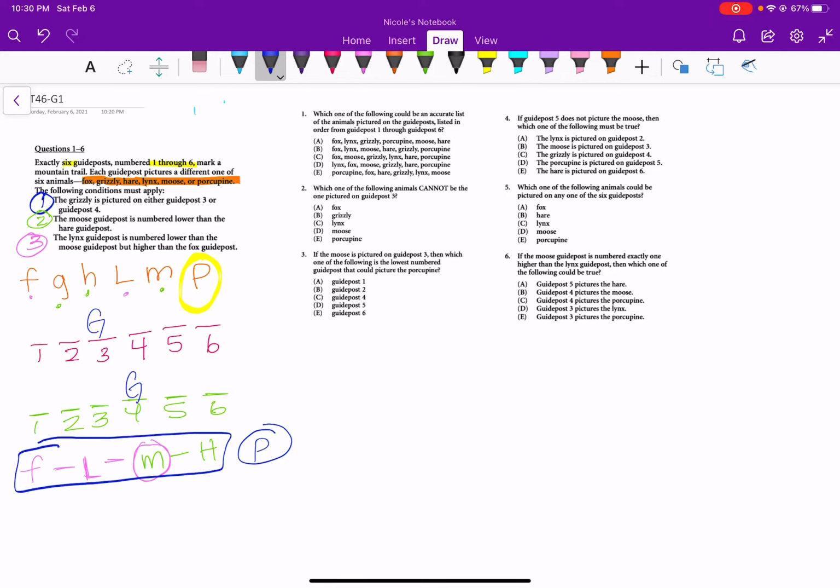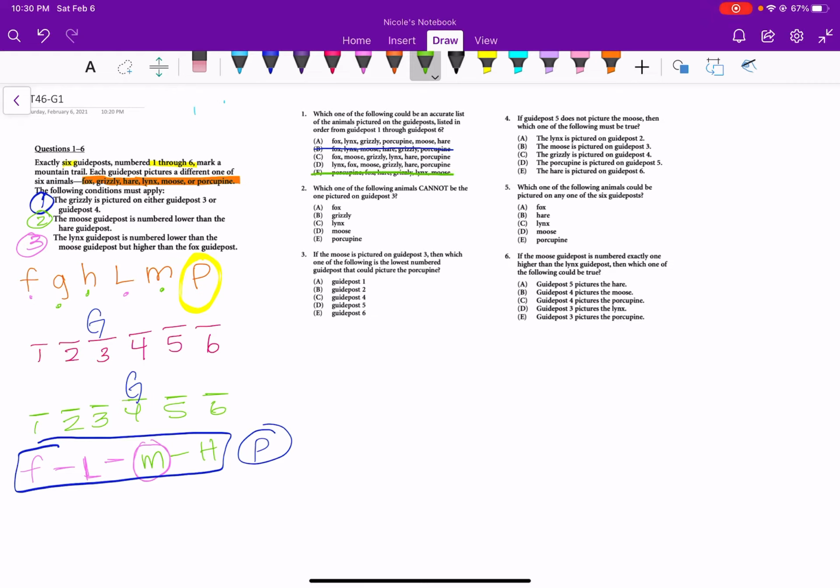All right, so which of the following could be an accurate list of the animals? Typical first question. So I'm going to first look at rule number 1, that the grizzly is either on 3 or 4. Works in A. But on B it doesn't happen, so I'm going to cross that off. C is good. D is good. And E is good. 2 is that the moose is lower than the hare. A is good. C is good. D is good. E is not good, so I'm going to cross that off.